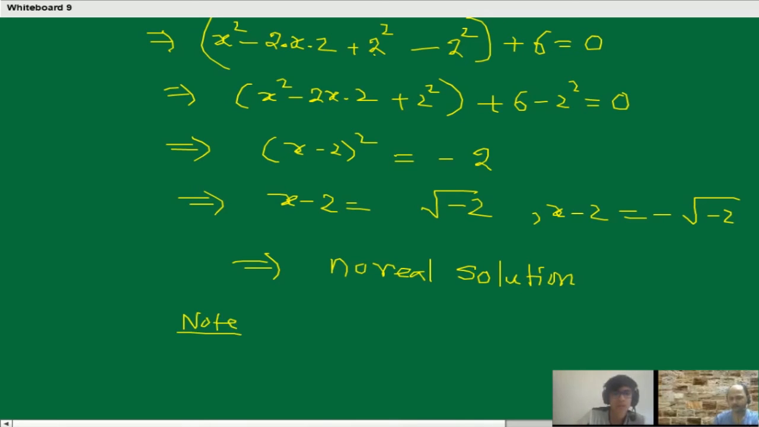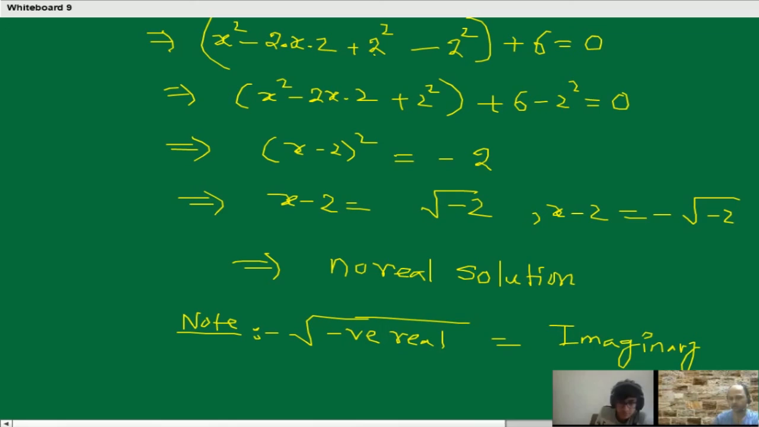Okay. So here we have to take a note. Square root of any negative real number would be imaginary. So that's why it is not possible. Okay. So no solution. Yeah.